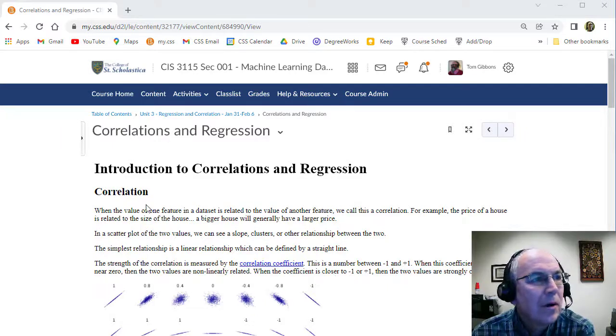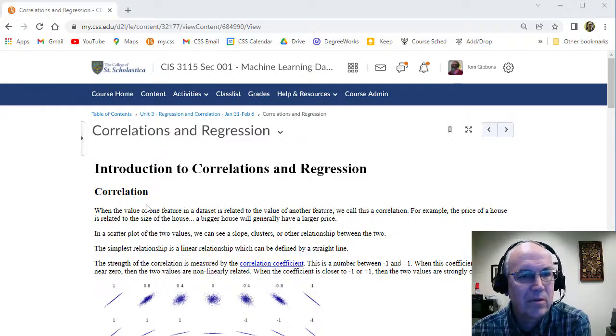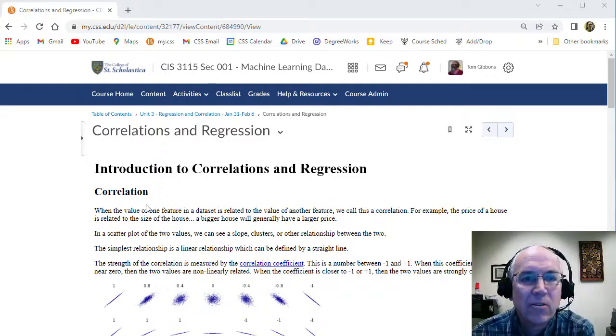All right, today we're going to talk about correlations and also regression, linear regression, which, when we have a correlation, we can use to predict values. So let's remind ourselves what a correlation is. When you have two features that are related to each other, this is called a correlation.